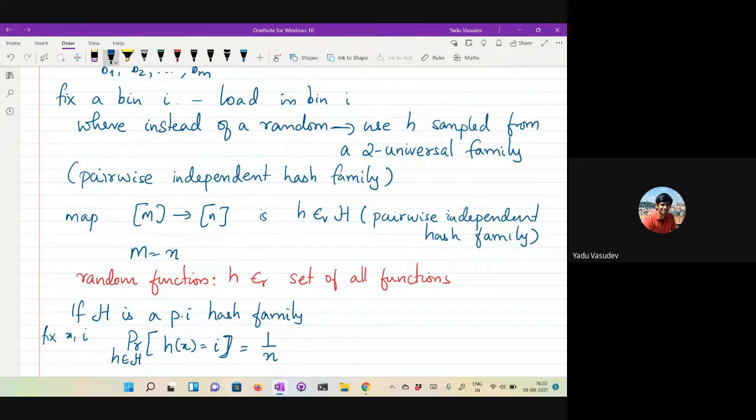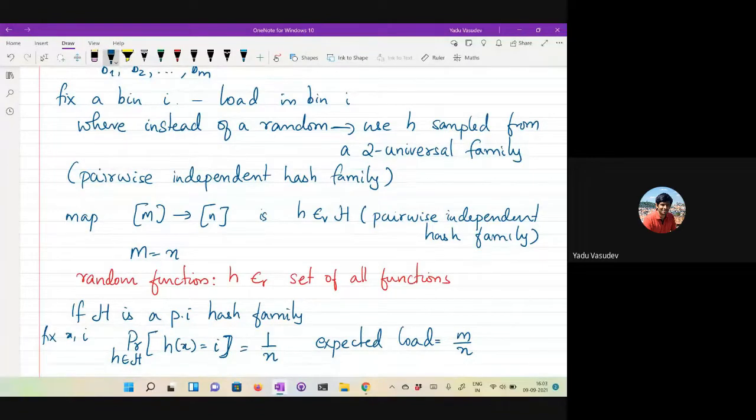This probability again maps elements uniformly. The probability that an element is mapped to a certain location being uniform is still there; we are not losing that. So the probability that an element x gets mapped to i is again 1 over n. Therefore, the expected load doesn't change. Expected load is still m over n. There's no change in that.